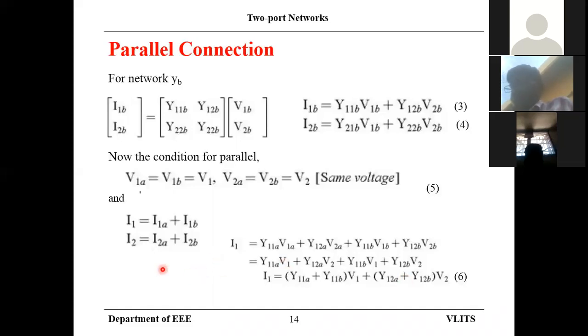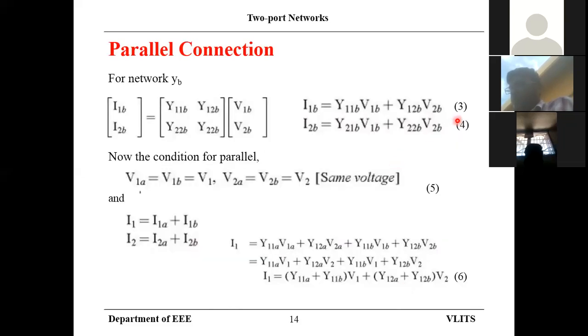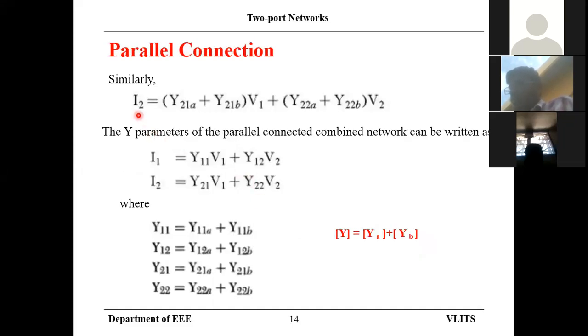In a similar fashion, I2 is I2a plus I2b. You know what is I2a and I2b from equation number 2 and 4. From equation number 2, this is I2a, and from equation number 4, this is I2b. You can substitute this I2a and I2b in this equation for I2. Then you will get I2 is equal to y21a plus y21b into v1 plus y22a plus y22b into v2.